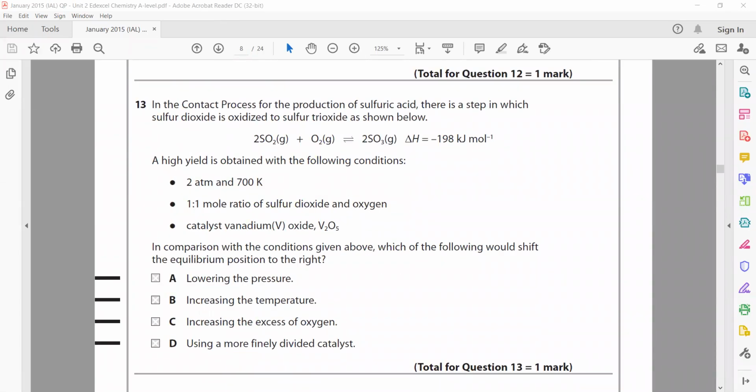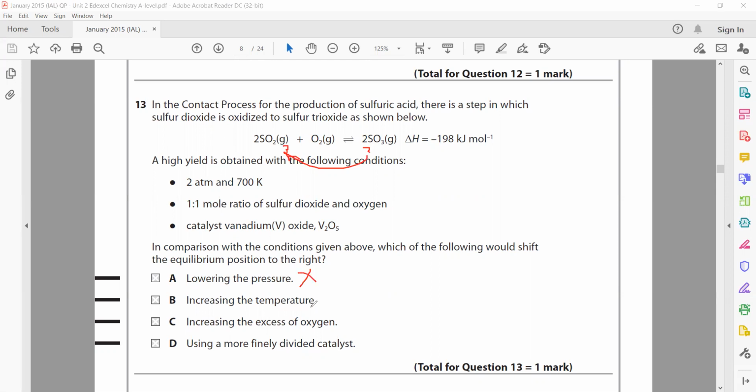In question 13, in the contact process production of sulfuric acid, sulfur dioxide is oxidized to sulfur trioxide. A high yield is obtained at 2 atm, 700 Kelvin, 1:1 sulfur dioxide to oxygen, and a catalyst, vanadium pentoxide. In comparison with the conditions given above, which of the following would shift the equilibrium to the right hand side?